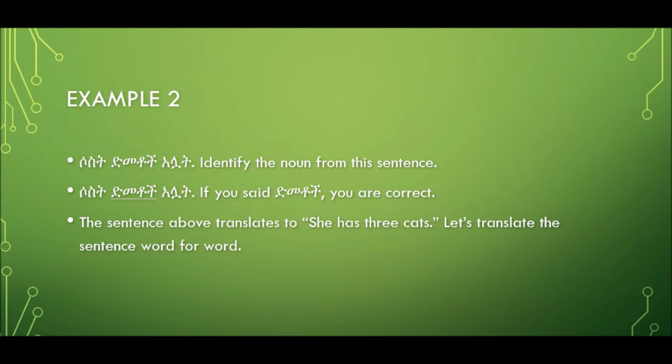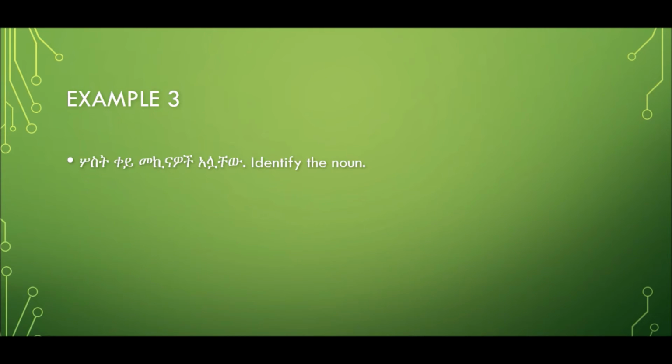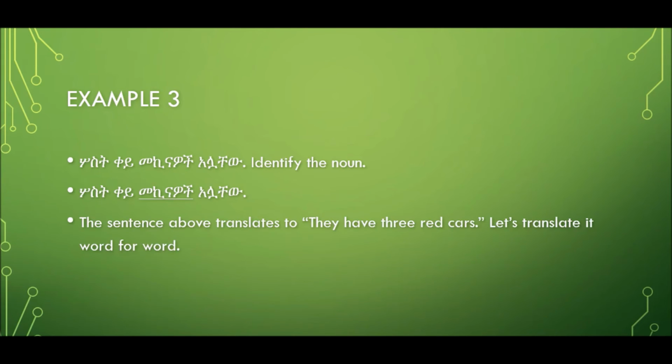Let's translate the sentence word for word. So the sentence again was ሶስት ድመቶች አሏት. ሶስት translates to 3. ድመቶች translates to cat. አሏት translates to she has. Let's look at another sentence. This sentence reads ሶስት ቀይ መኪናዎች አሏቸው. Identify the noun of this sentence. If you said መኪናዎች, that is correct. The sentence above translates, they have 3 red cars.